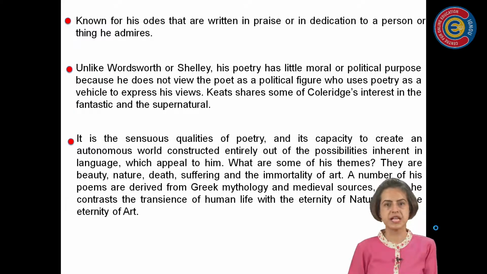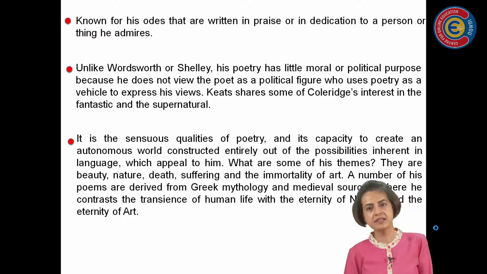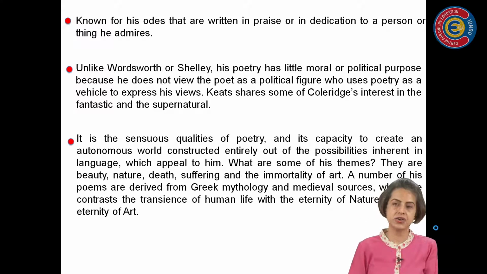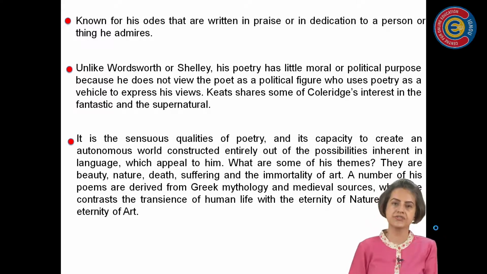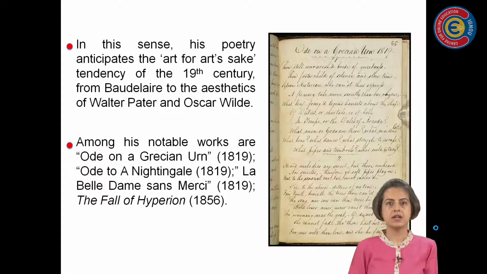Now, what are some of his themes? They are beauty, nature, death, suffering, and the immortality of art. A number of his poems are derived from Greek mythology and medieval sources, where he contrasts the transience of human life with the eternity of nature and the eternity of art. So, in this sense, his poetry anticipates the art for art's sake tendency of the 19th century, from Baudelaire to the aesthetics of Walter Pater and Oscar Wilde. Among his notable works are Ode on a Grecian Urn, Ode to a Nightingale, La Belle Dame sans Merci, and The Fall of Hyperion.